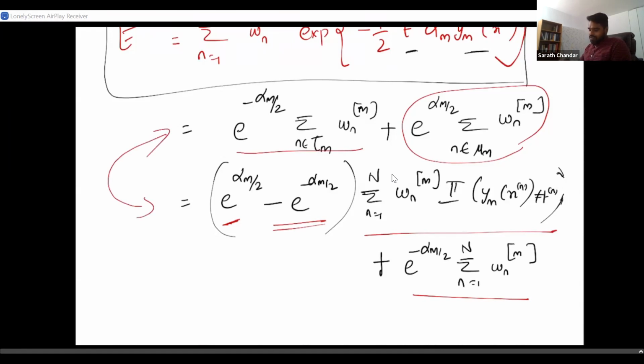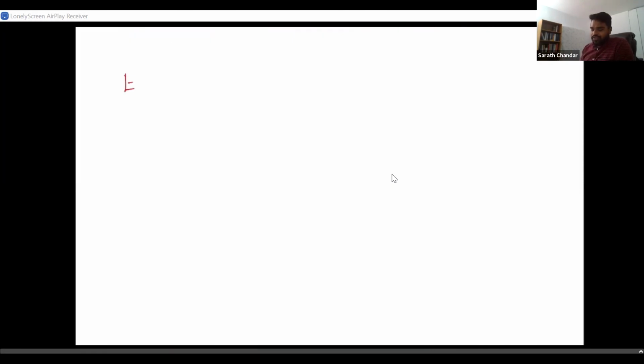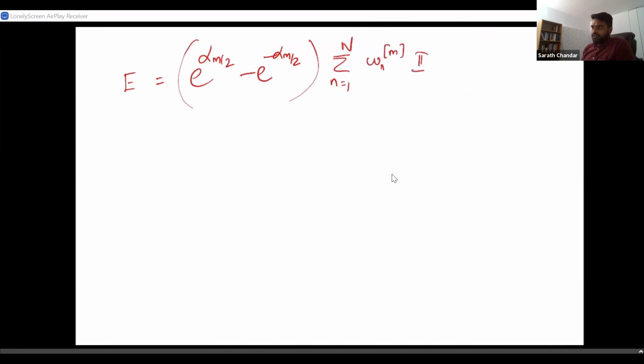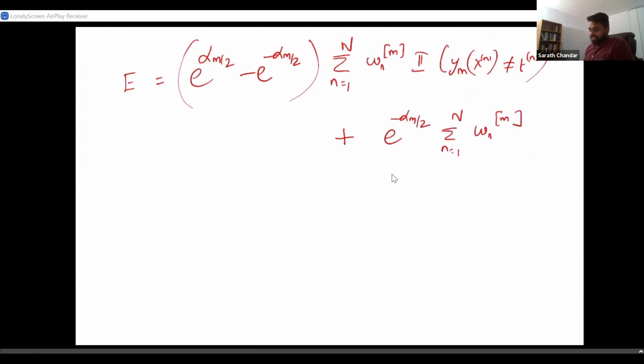The reason why I'm moving from the first to the second is that now it is going to be very easy for us to differentiate the second one and set it to 0. So now I'm going to rewrite the final error function that we have obtained, which is basically e power alpha m by 2 minus e power minus alpha m by 2, summation over n is equal to 1 to capital N, Wn of m, indicator function ym of x of n is not equal to t of n, plus e power minus alpha m by 2, summation over n is equal to 1 to capital N, Wn of m. So now this is my error function.